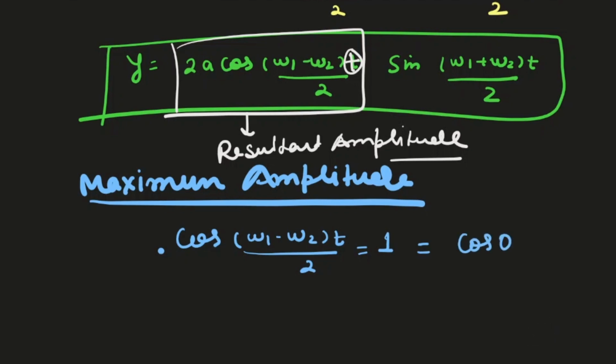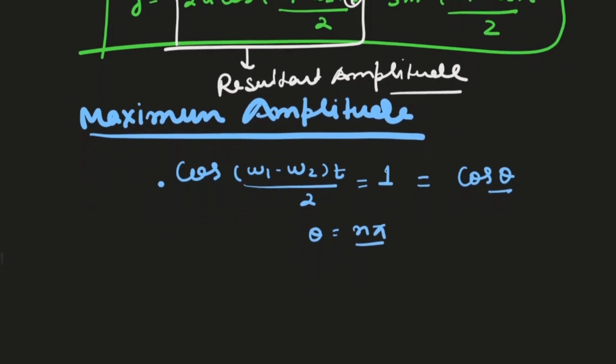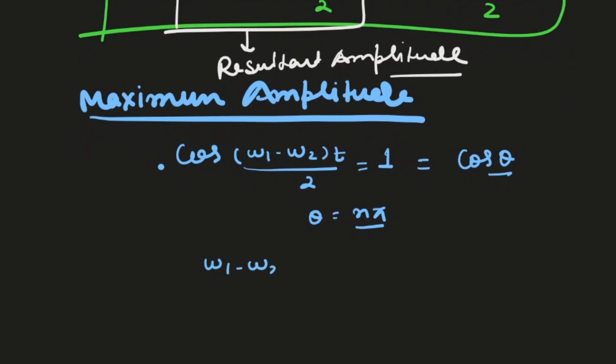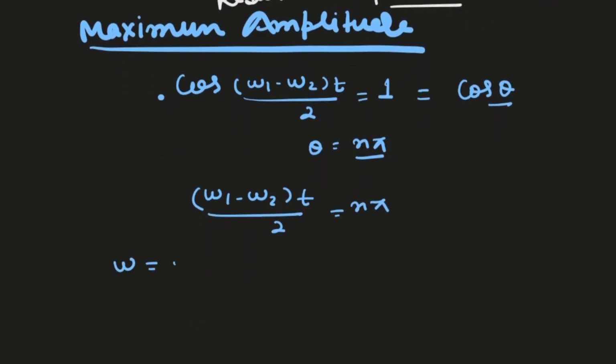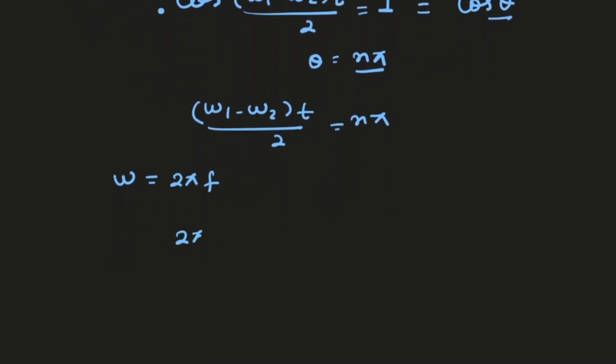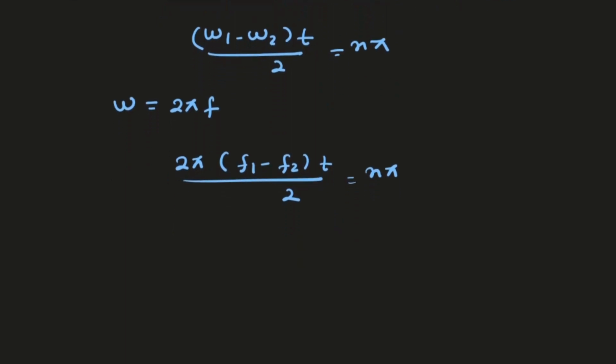So we know that cos theta is 1 when theta becomes n pi. So (omega 1 minus omega 2) t by 2 is equal to n pi. We know that angular frequency and normal frequency have the relation omega is 2 pi f. So we use here 2 pi (f1 minus f2) t by 2 equal to n pi. So pi cancels pi, and we get t equal to n upon (f1 minus f2).